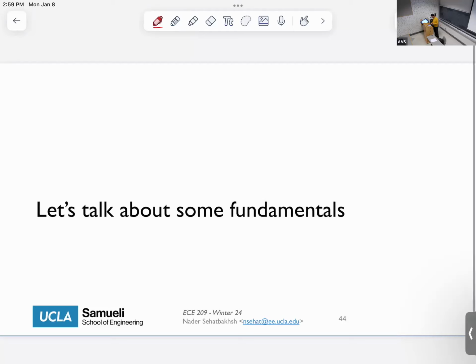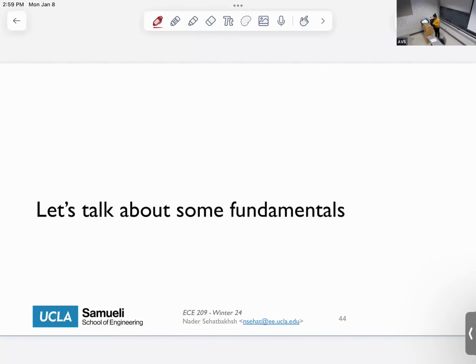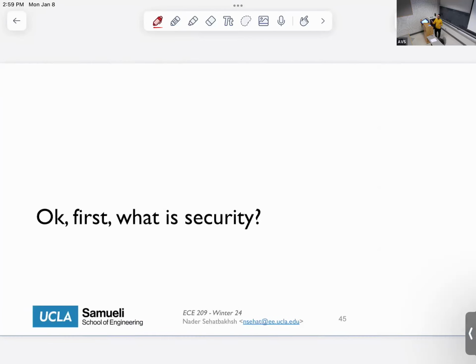All right. So let's talk about security, because the goal of this class is building secure IoT devices, right? So what is security? That's the fundamental question. What are we trying to achieve? Anybody want to answer this? What is security? Preventing unauthorized access. Okay, it's good.